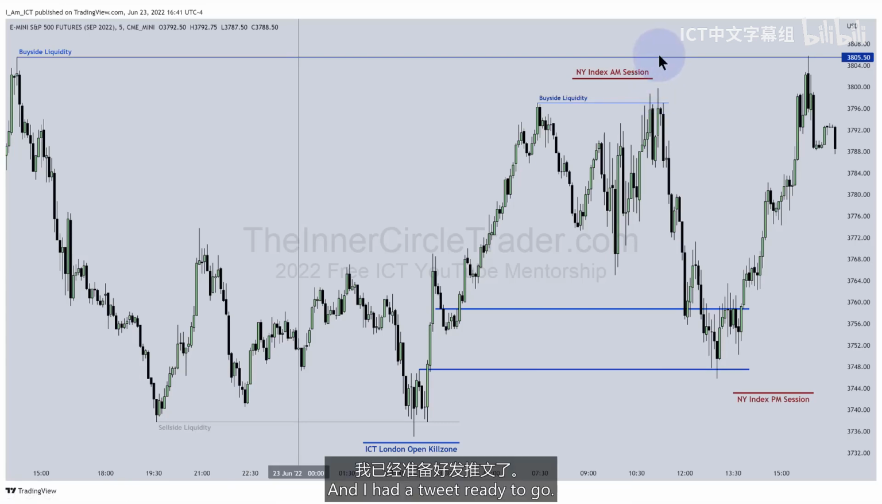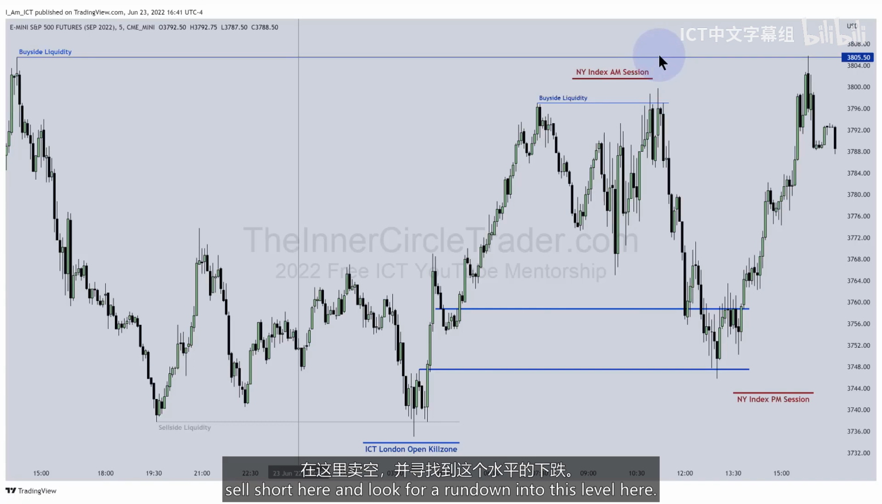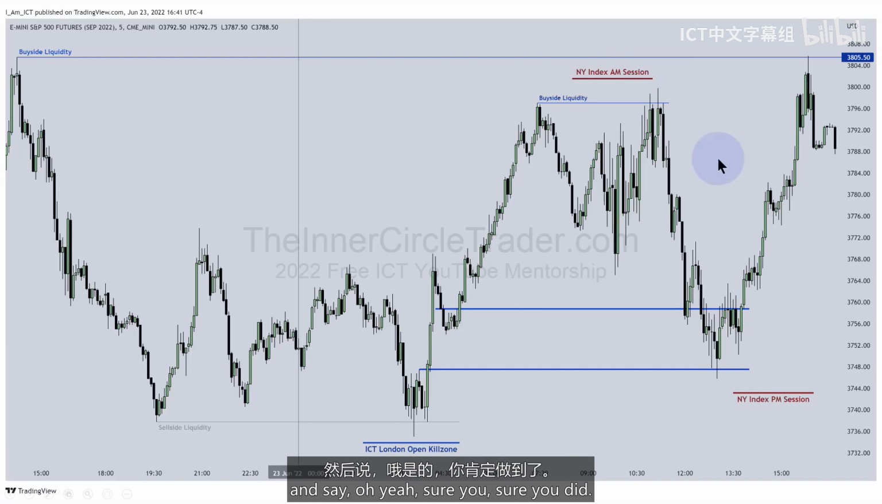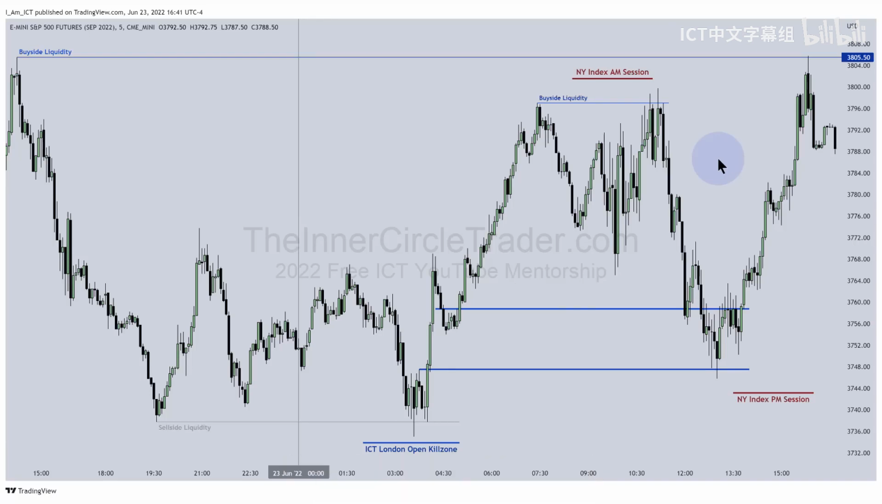And I had a tweet ready to go. I'm going to sell short here and look for a run down into this level here. Never got it. Okay. And then some of you probably going to hear this and say, oh yeah, sure you did. I mean, it is what it is, folks. I mean, I was out there without a safety net. I told everyone what I was expecting, what I was looking for. It just simply didn't pan out, and that's okay.